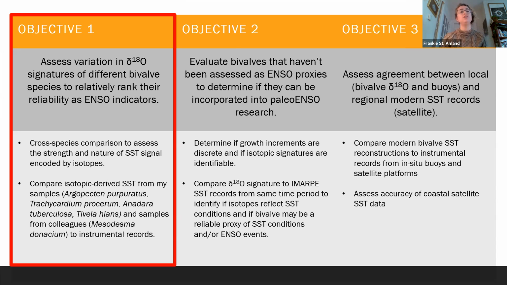To accomplish this, I will be doing a cross-species comparison to assess the strengths and the nature of the sea surface temperature signals. I'll be comparing these isotopic-derived sea surface temperatures that I get from my samples, as well as from samples from colleagues, to instrumental records.